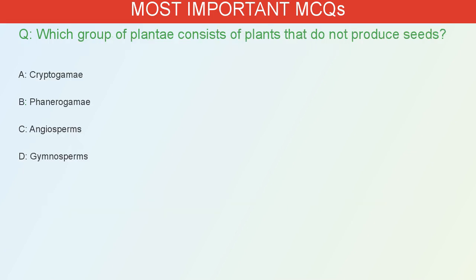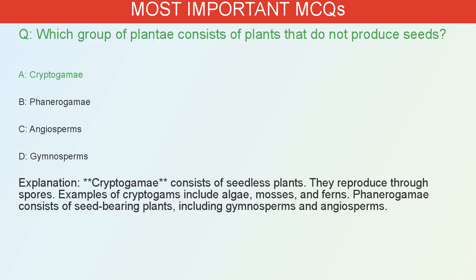Which group of Plantae consist of plants that do not produce seeds? A. Cryptogamy. B. Phanerogamy. C. Angiosperms. D. Gymnosperms. The correct answer is A. Cryptogamy consist of seedless plants. They reproduce through spores. Examples of cryptogams include algae, mosses, and ferns. Phanerogamy consist of seed-bearing plants, including gymnosperms and angiosperms.